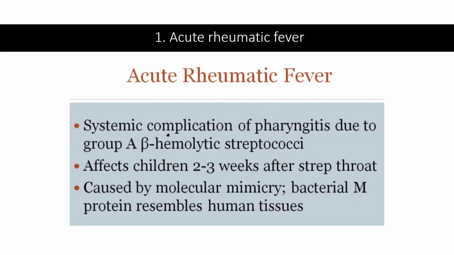So the first disease we are going to talk about is acute rheumatic fever. It's a systemic complication of pharyngitis due to bacteria called group A beta hemolytic streptococci. If this infection is untreated, then we get acute rheumatic fever, and it affects children 2 to 3 weeks after strep throat.